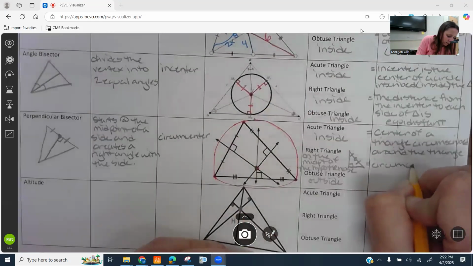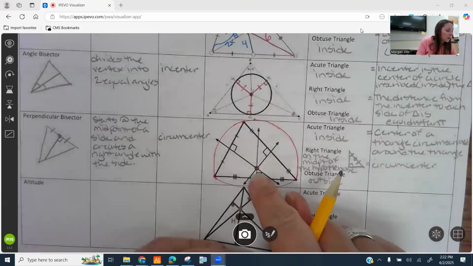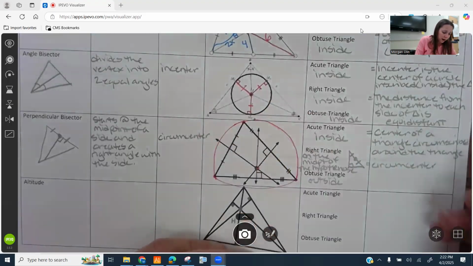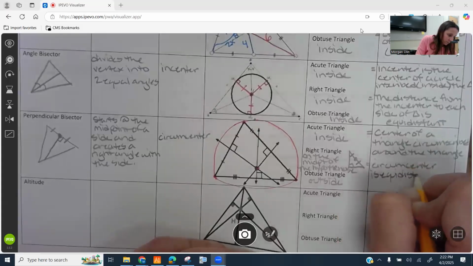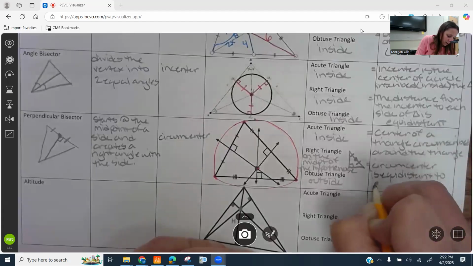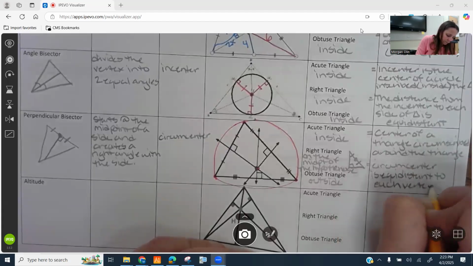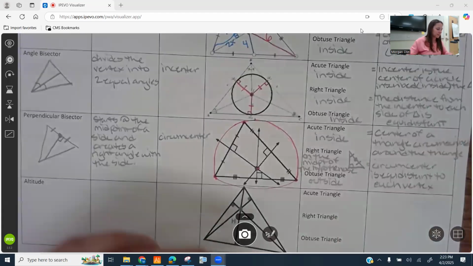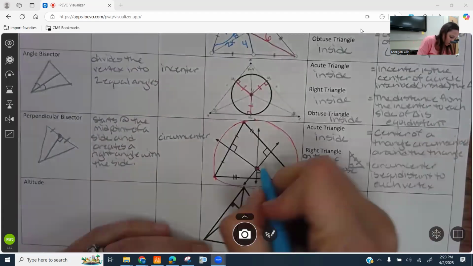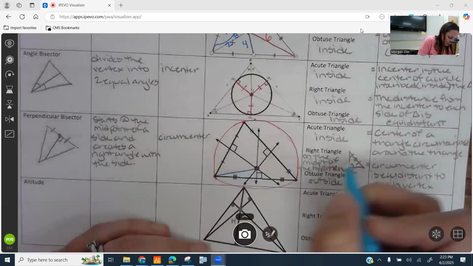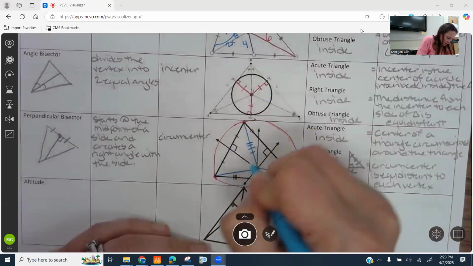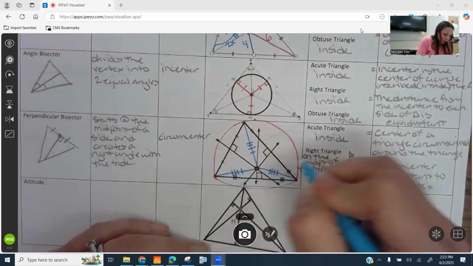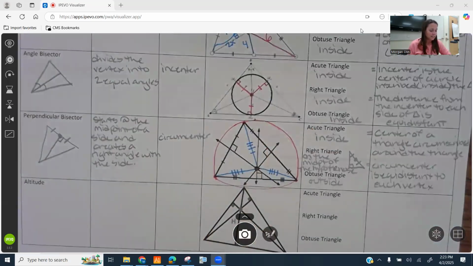But the circumcenter, not only is it the center of that circle that's circumscribed around the triangle, but the circumcenter is equidistant to each vertex. All right, and what I mean by that is this point right here, the circumcenter, if I draw a segment to each vertex, each of these right here will be congruent to each other. It's the same distance from each vertex.